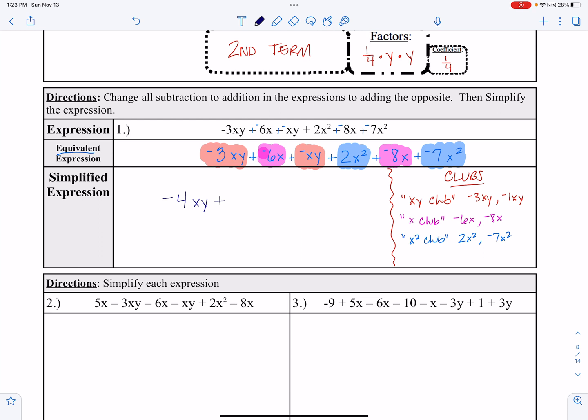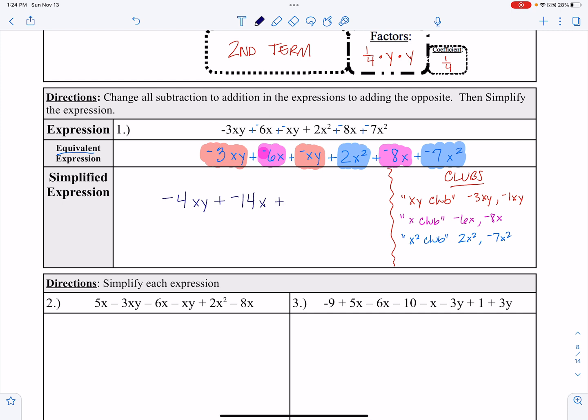My next club is my x club. So if I look at these ones, I have a negative 6x and a negative 8x, same signs, add and keep. So we end up with 14x. So that's a negative 14x.